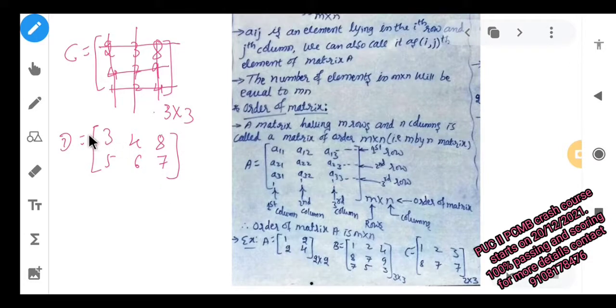What is the order of this? So 1, 2. 2 rows are there. Next 1, 2, 3. 3 columns are there. So that its order, what it is? D matrix. Order of a D matrix is what it is? 2 by 3. Concern to the C matrix, order of a matrix C, that is what? 3 by 3.